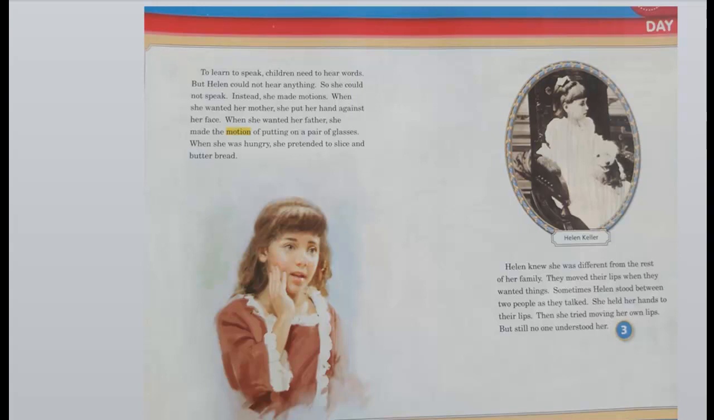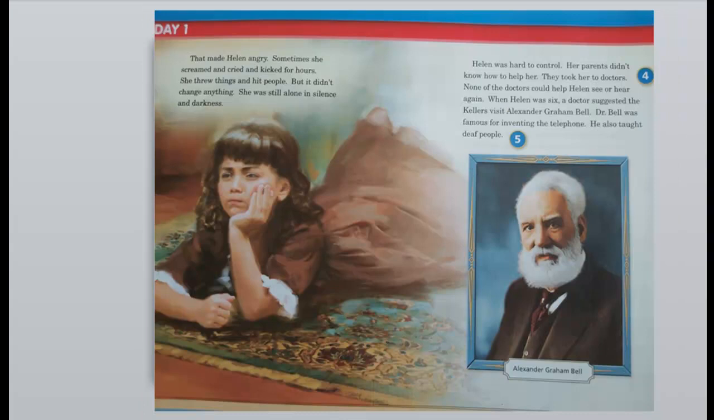Okay, now let's see. That made Helen angry. Sometimes she screamed and cried and kicked for hours. It made her desperate, guys. She threw things and hit people, but it didn't change anything. She was still alone in silence and darkness. Helen was hard to control, okay? Her parents didn't know how to help her.